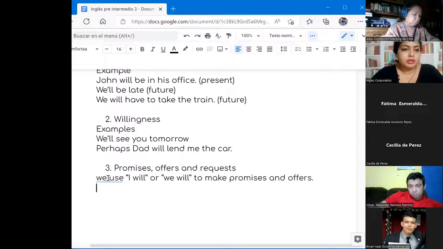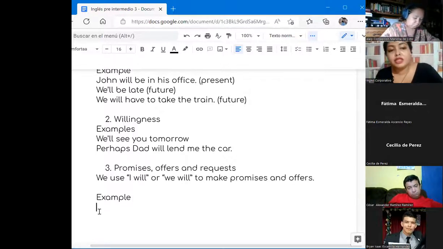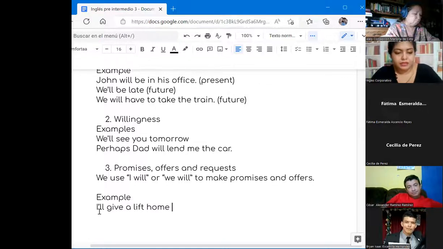For examples, I mean, capital letter. We have the example: I will give you a lift home after the party. I will give you a lift home after the party. Te voy a llevar a tu casa después de la fiesta. It's like a promise. I will give you a lift home after the party.